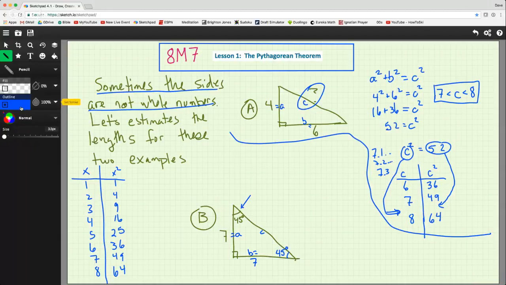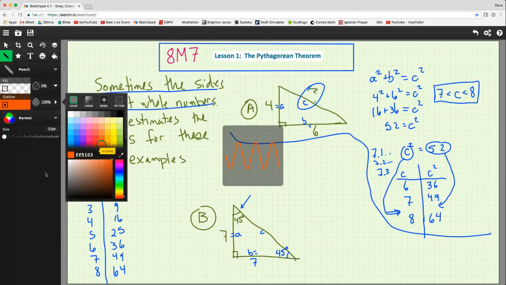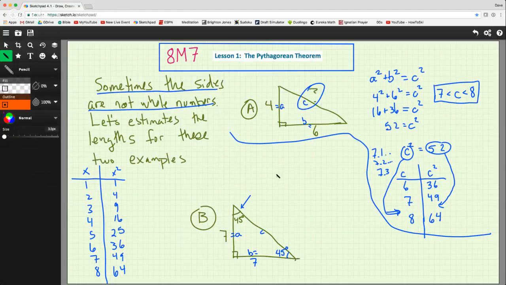Okay. Let's do this one in a different color. Let's do this one in orange. So now we have a squared plus b squared equals c squared. And we're going to have to estimate c squared because it's not going to work out perfectly. So we have a is 7, b is 7. We don't know c. So we have 49 plus 49 equals c squared. So that's 98 equals c squared.